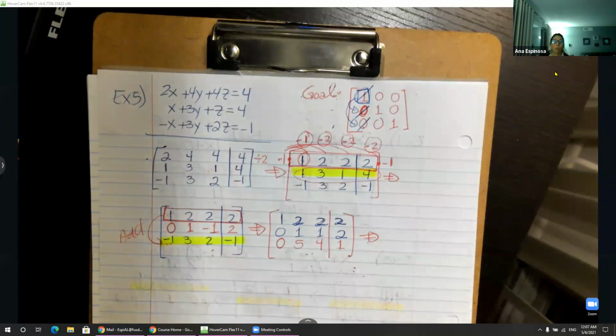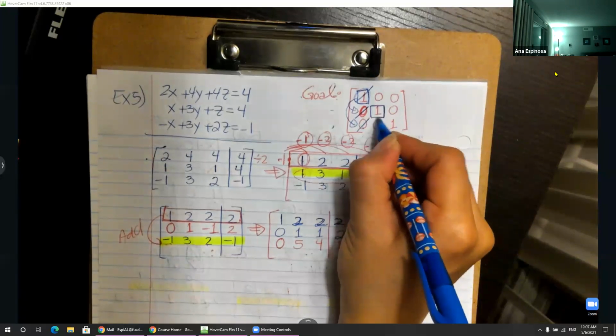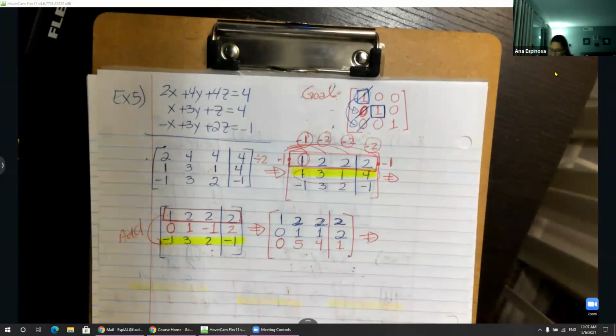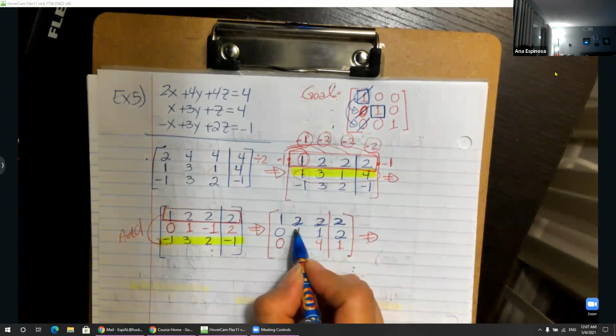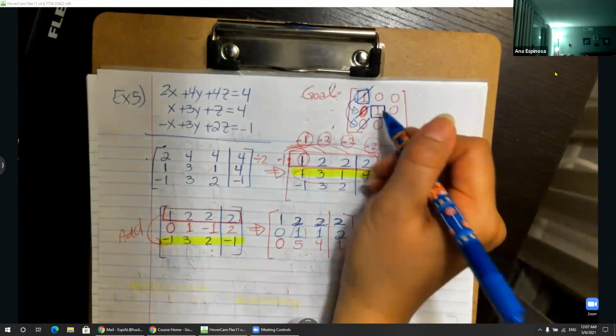All right. We're going to move on to the next column over. I'm going to get that number in the middle to be a 1. So if I look at my matrix, what I have here, guess what? That's already a 1. So that is done. I can skip that step. We're done.